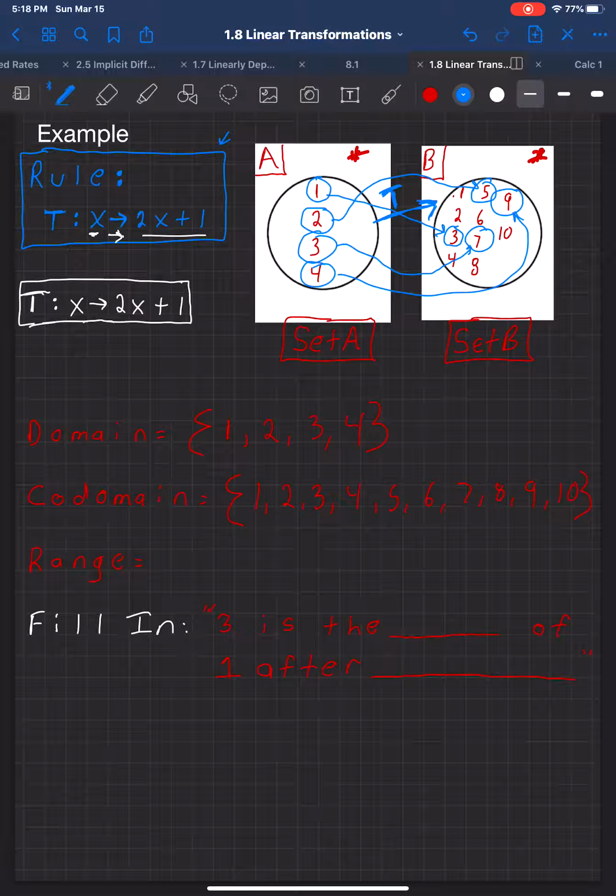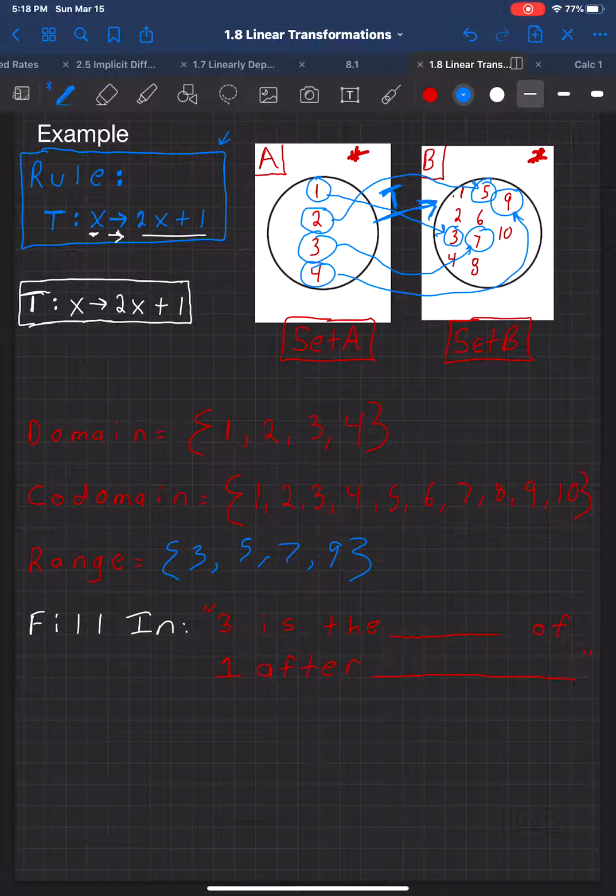So 1, 2, 3, 4 that exist in set A undergo a transformation of 2x plus 1, and the outcome is what? It is the range. In this case, the range would be the numbers that I circled in set B: 3, 5, 7, 9.